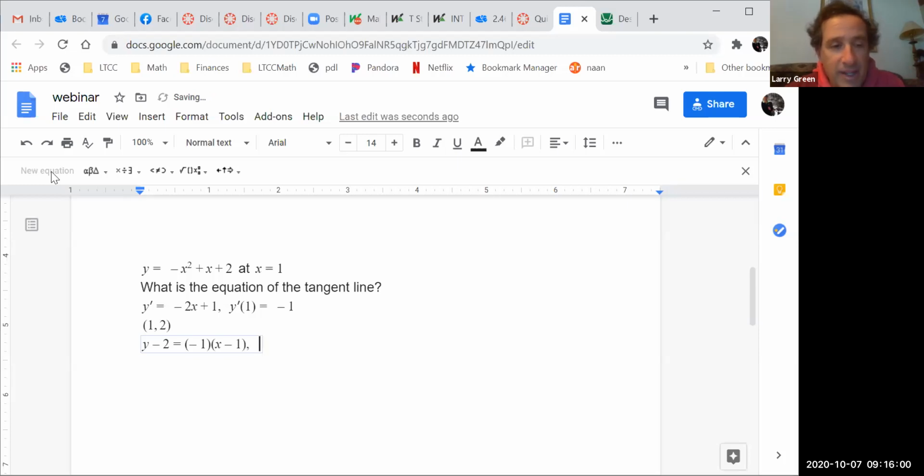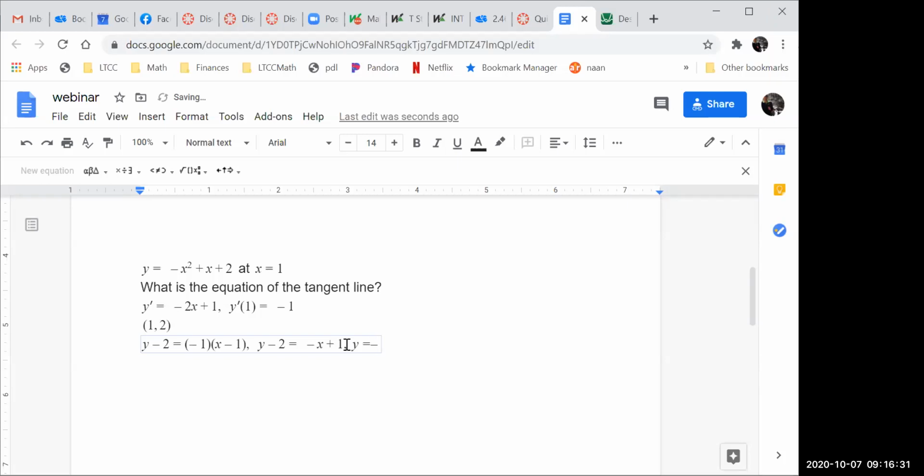Let's simplify this a bit. So we can say y minus 2. Uh-oh, I just got a note that says my internet is unstable. So let's hope nothing goes wrong. Y minus 2 equals, multiply the -1 through, you get negative x plus 1. Nothing tricky here. And then add 2 to both sides, and you get y equals negative x plus 3.